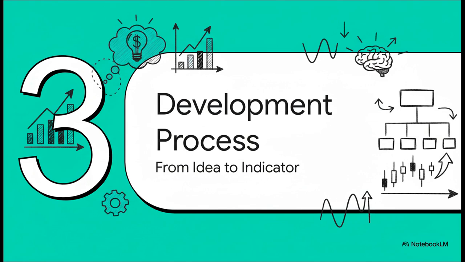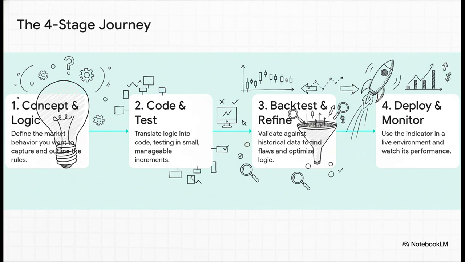Okay, so we've seen the toolkits, PineScript and MQL. Now for the big question. What's the actual process? How do you take that spark of an idea you have about the market and turn it into a real, functional indicator that you can actually use? Well, it really breaks down into this clear four-step journey. First, it starts with the concept, the what if. Then you get your hands dirty and translate that logic into code, testing it in small pieces. Step 3 is absolutely critical. Backtesting. You have to see how it would have performed on historical data. And finally, you deploy it and watch how it does in the real world.